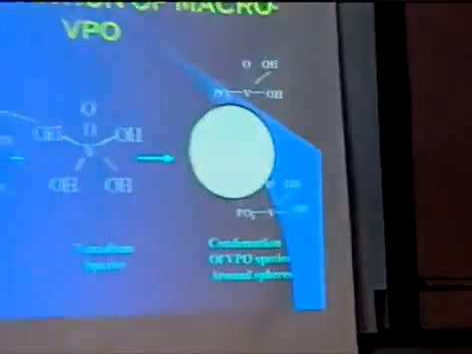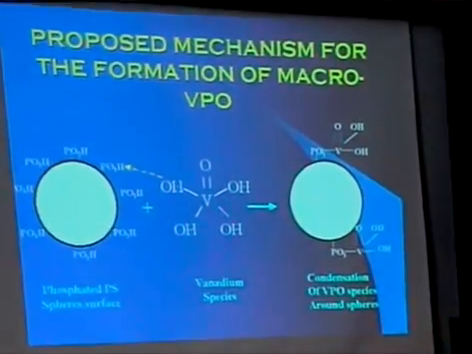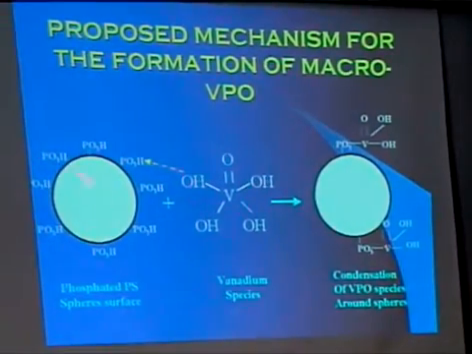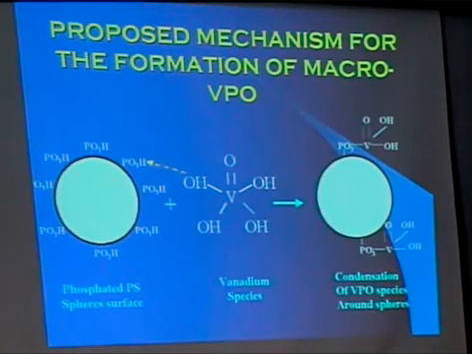The proposed mechanism for the formation of this material, the self-assembly of our VPO around the spheres, is quite simple. The idea is that our spheres don't have any chemical functionality on the surface. So the idea is to use a phosphorus source, basically phosphoric acid, to phosphate the surface of the spheres. Then our vanadium species will condense around these phosphated spheres, and we end with our as-synthesized material.